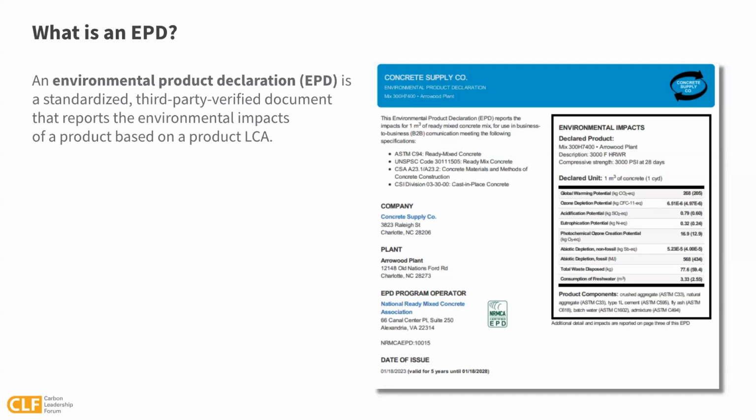What is an EPD? An environmental product declaration is a standardized, third-party verified document that reports the environmental impacts of a product based on a product LCA. So like a mileage rating on a car or a nutrition label on food, they help purchasers compare similar products. But in this case, instead of miles per gallon or calories per serving, EPDs report environmental impacts per declared unit of product. This slide shows a picture of a manufacturer's concrete EPD.